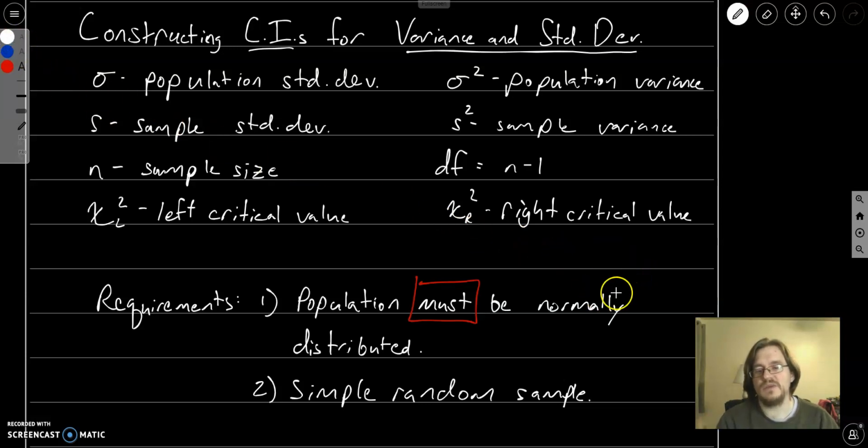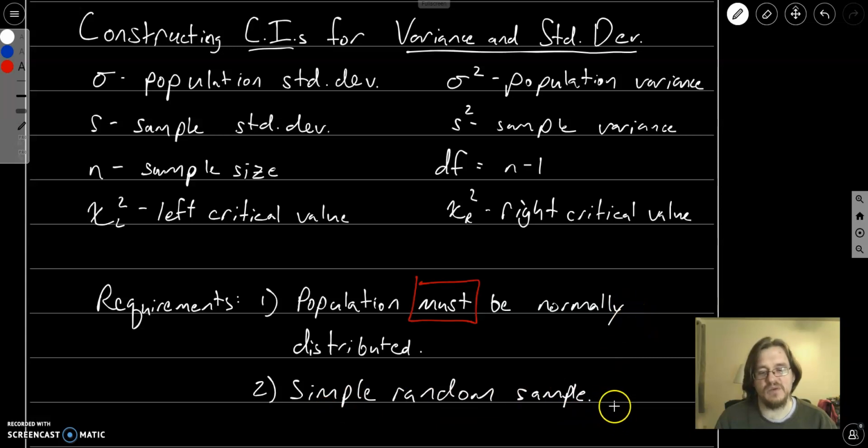This was something that we saw was a requirement for means, but we had an alternative. Either the population must be normally distributed or the sample size has to be bigger than 30. For confidence intervals for variance and standard deviation, just having a large sample size, being bigger than 30, is not good enough. The population must be normally distributed. If the population is not normally distributed, the chi-squared distribution doesn't apply, and everything that we're doing doesn't really make sense. So the population absolutely must be normally distributed.